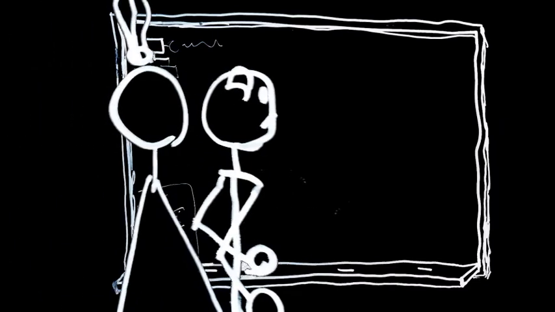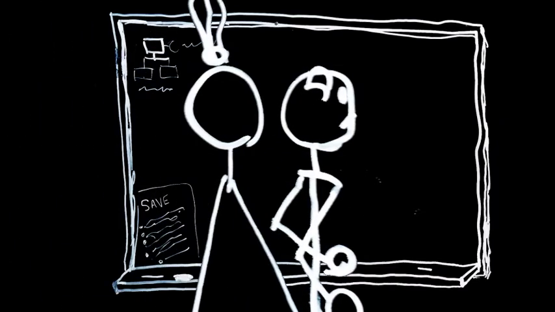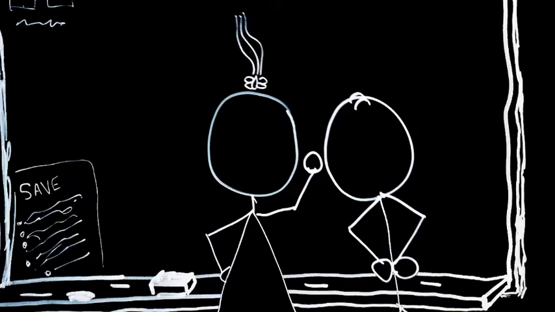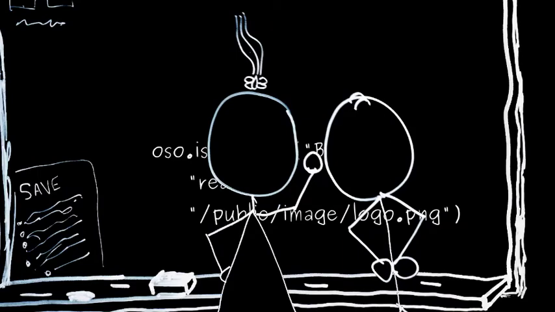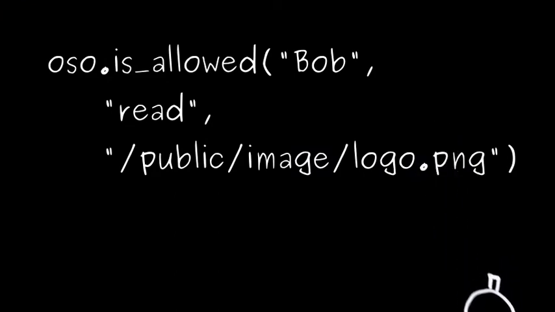Polar really only answers whether somebody can do something to something. Well, let's see. That says, is Bob allowed to see the website logo? Yep, that's it. This little bit of Python, or whatever, it's the same in other languages, asks if it's okay to let user Bob do action read on logo.png.